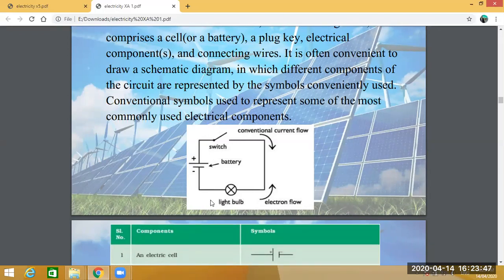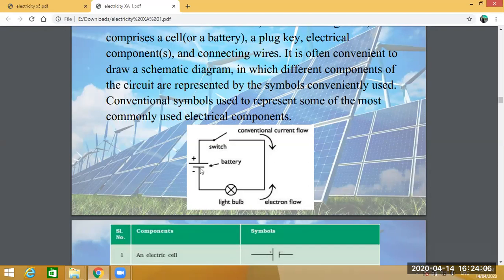And as electrons move across the device which is connected in series with the circuit, the device works, or consumes, absorbs electrical energy and transforms it into another form of energy. As for example here, a bulb. It is an electric bulb.